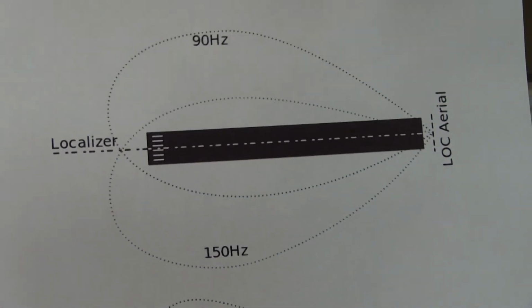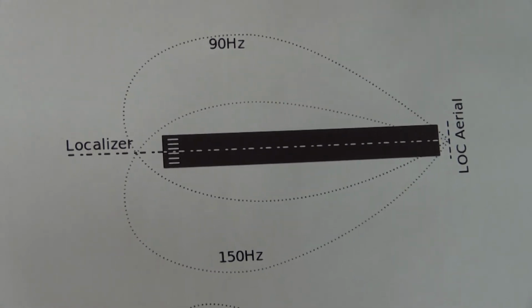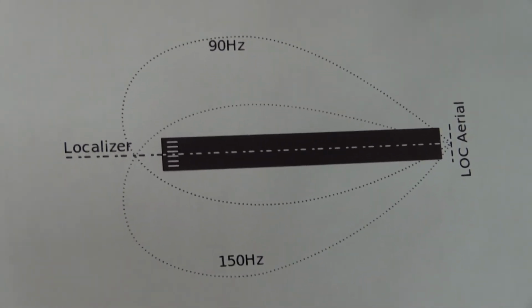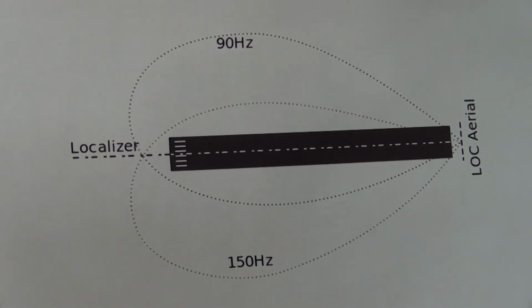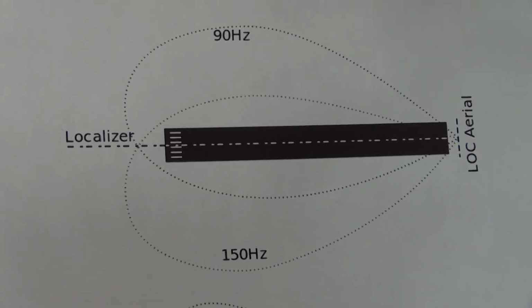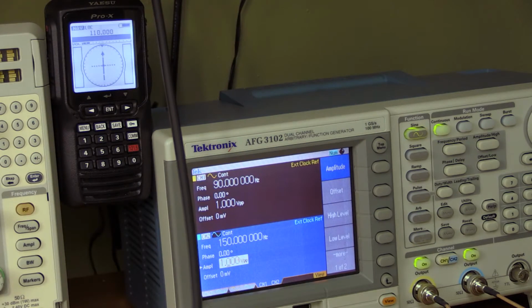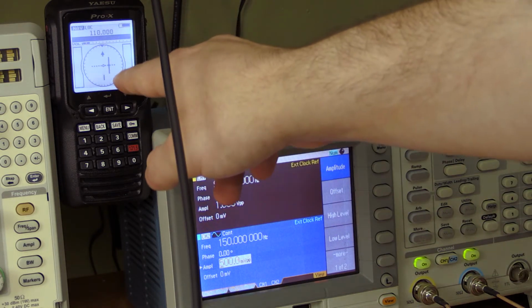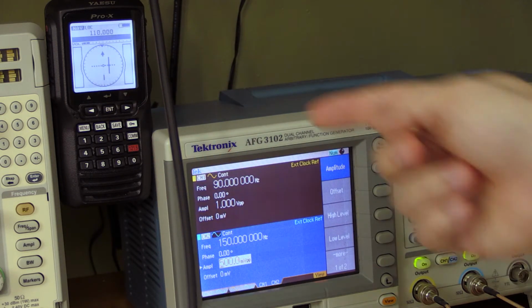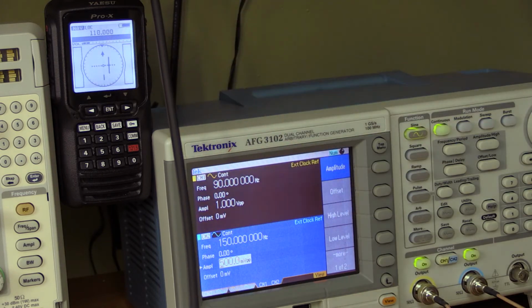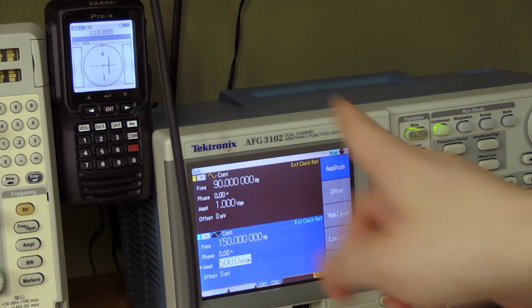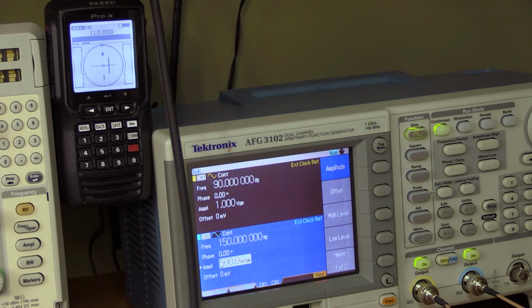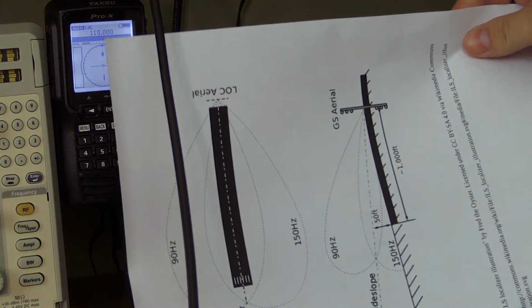So if you take another look at our paper here, you see that if the 90 Hz tone is dominating, we should see that we are to the left side of the runway. So let's see what that indication looks like on the FTA-550. So if we just dial the 150 Hz tone down to maybe half of it, we can see that we are to the left of the runway. Now this bar represents the runway basically relative to you, so it means that your runway is off to the right, and that's what we would expect.